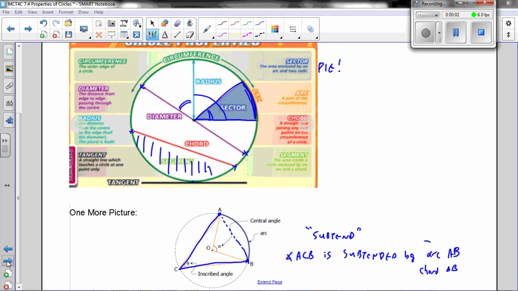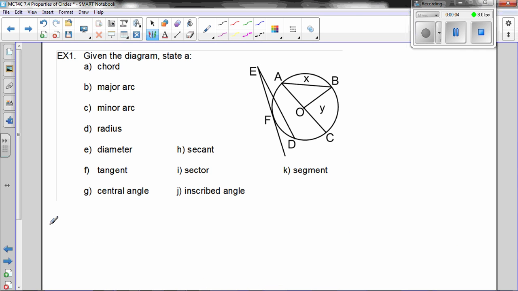All right, we're back with part 2 here. Example 1, we've got a diagram of a circle and a bunch of lines and stuff like that. And we just need to state some stuff. So what sort of stuff? Well, given the diagram, state a chord. And there are lots of right answers, right? We just are getting used to these terminologies.